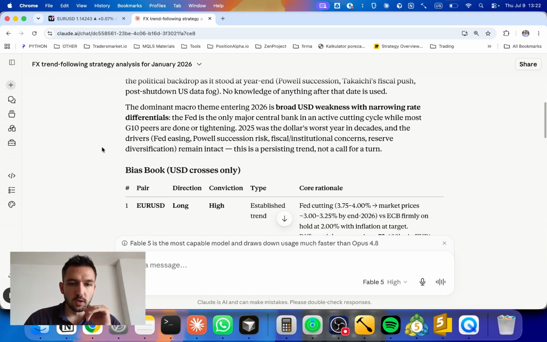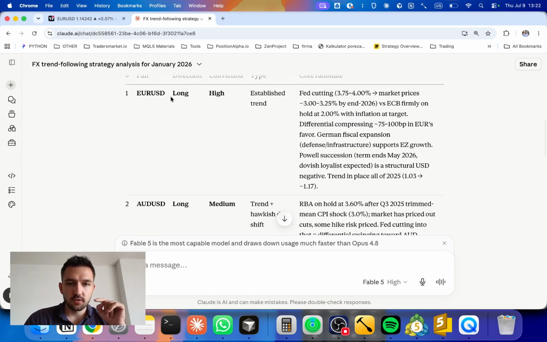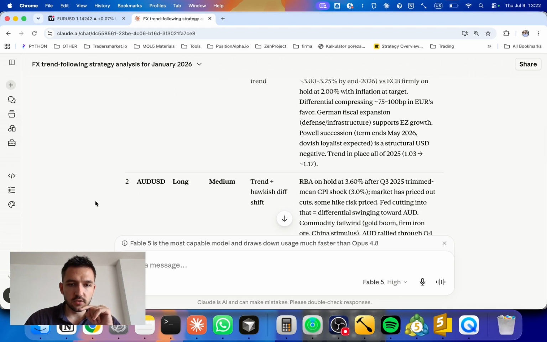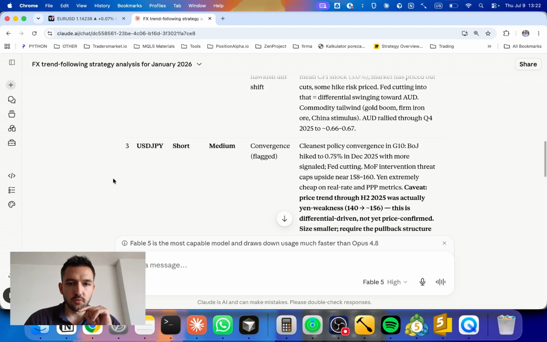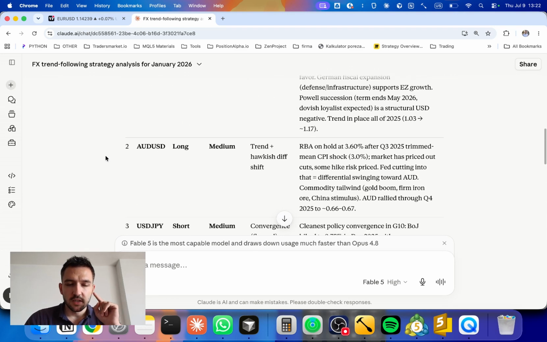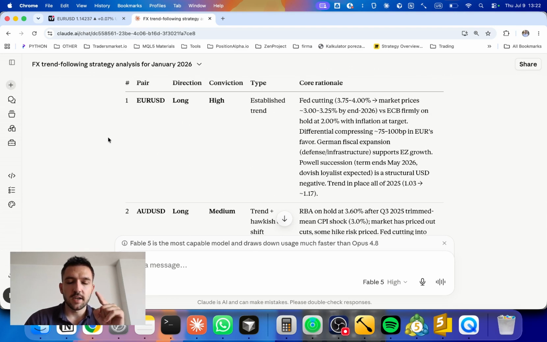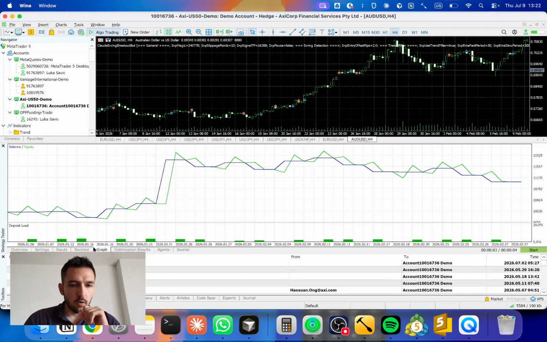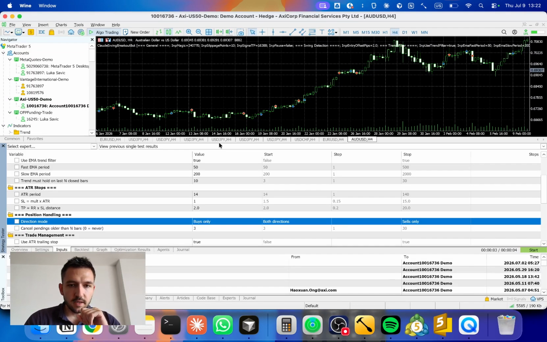So let's see what the output was. Euro US dollar long, Aussie US dollar long, USD JPY short, USD CHF short. So these are the pairs we're gonna try from January 1st, 2026, 3 months period with the trading bot that we have.